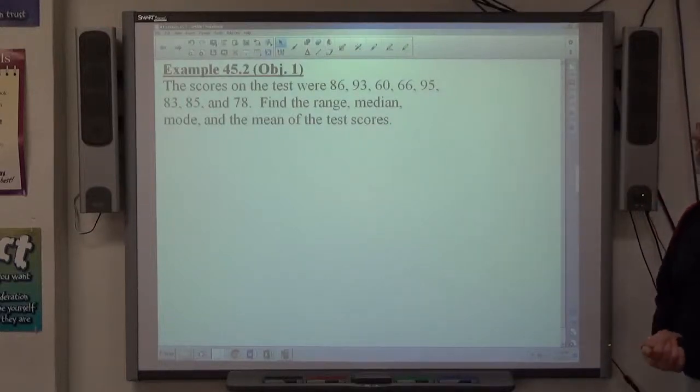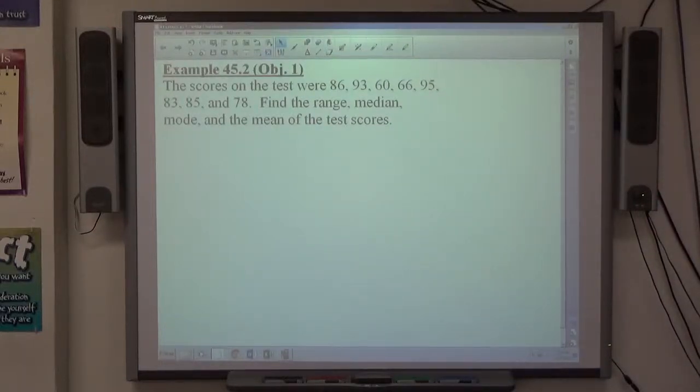Example 2, scores on the test were 86, 93, 60, 66, 95, 83, 85, and 78. Find the range, median, mode, and mean of the test scores.